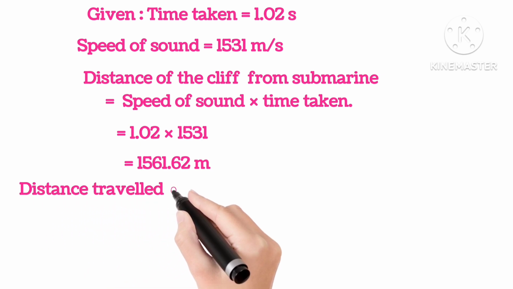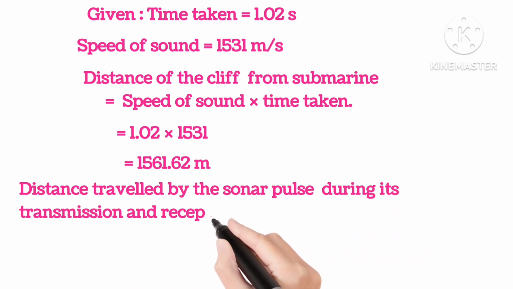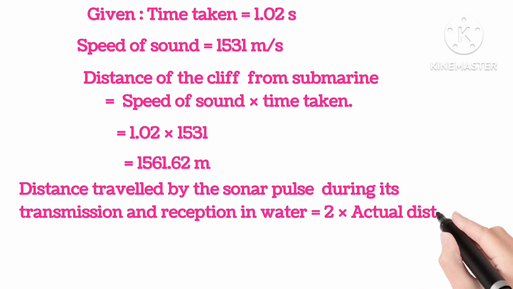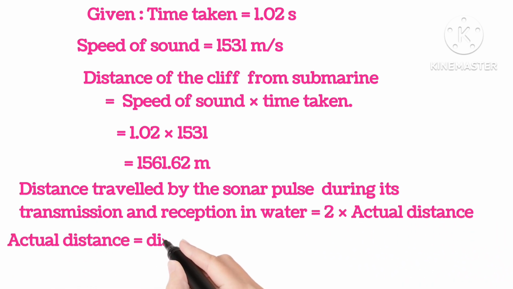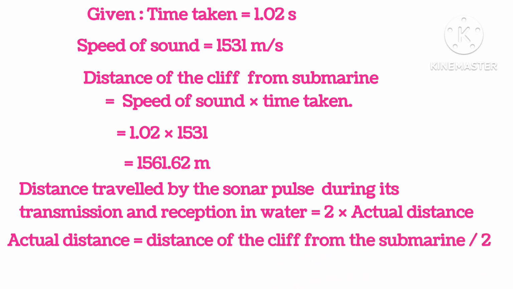1561.62 meters. So the distance travelled by the sonar pulse during its transmission and reception in water is twice the actual distance. So the actual distance will be the distance of the cliff from the submarine upon 2. So dividing 1561 by 2, we get 780.31 meters.